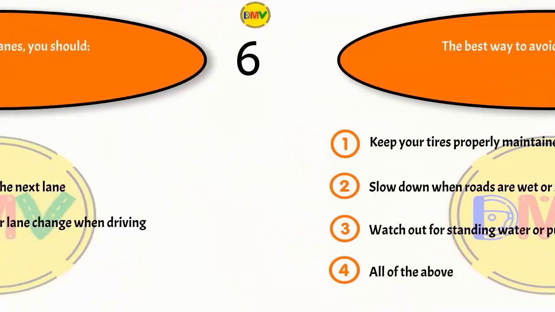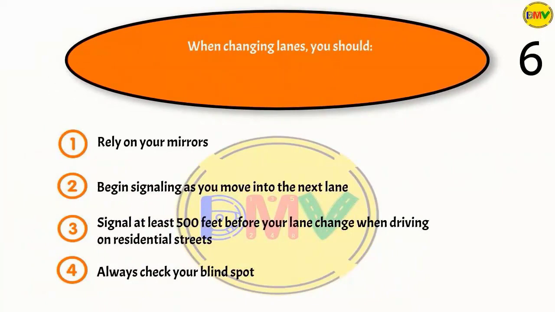The question 6. When changing lanes, you should: 1. Rely on your mirrors. 2. Begin signaling as you move into the next lane. 3. Signal at least 500 feet before your lane change when driving on residential streets. 4. Always check your blind spot.